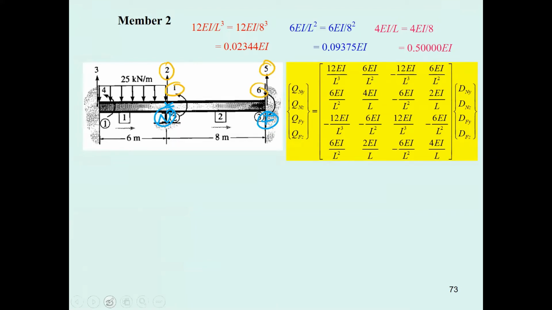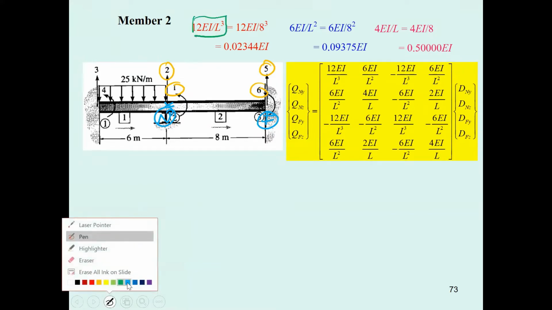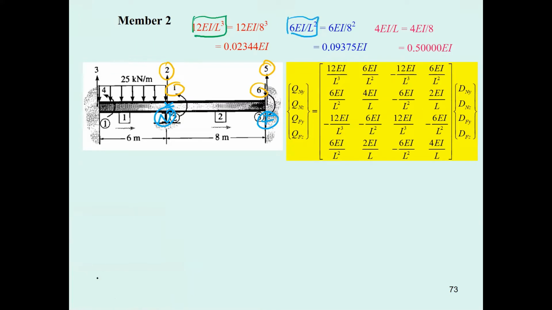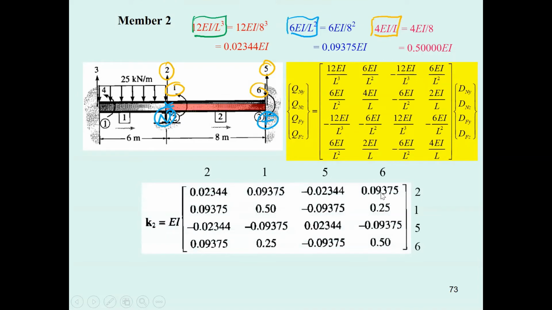Okay, and again, you have this one to be the green. You have this one to be the light blue, you have this one to be the dark yellow, and then you do the same thing that I just mentioned. But don't forget about the order of the coordinate 2, 1, 5, 6. Okay, and you may see the order of the degree of freedom for the beam's member.